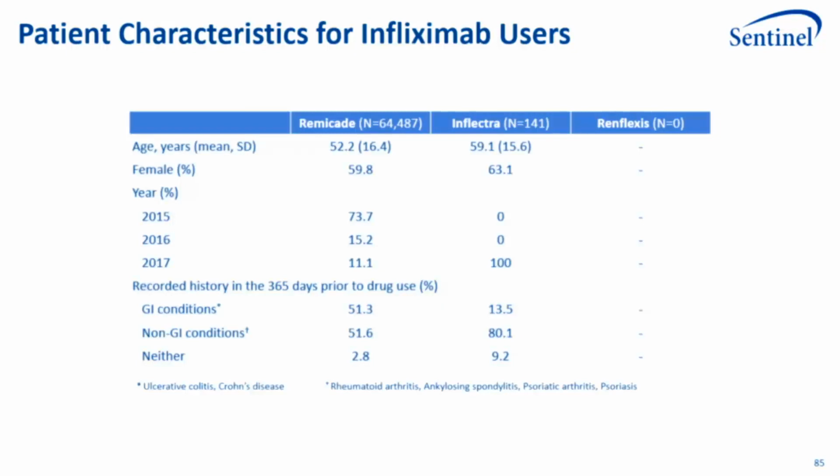Similarly, for the non-GI conditions, which include rheumatoid arthritis and psoriasis, you can see again about half of people have one of those conditions in the 1 year prior to their use of these products, compared to 80%. So many more of the infliximab biosimilar users have non-GI conditions, and more have neither of those conditions in their history. About 9% don't have any of those conditions in the 1 year prior. Again, keeping in mind the small number, relatively speaking, for the biosimilar users.